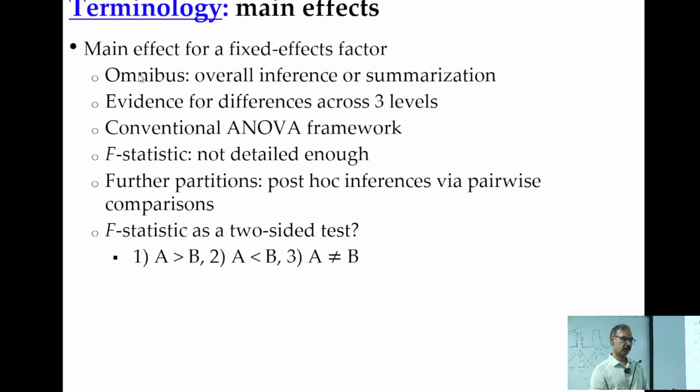So the main effects for a fixed effect factor is overall inference or summarization, evidence for difference across 3 levels, the conventional ANOVA framework. F statistics is used, although it's not detailed enough. And in some cases, partition or post hoc inference is done using pairwise comparison. And some have cues like A greater than B, A smaller than B, or A not equal to B, right?